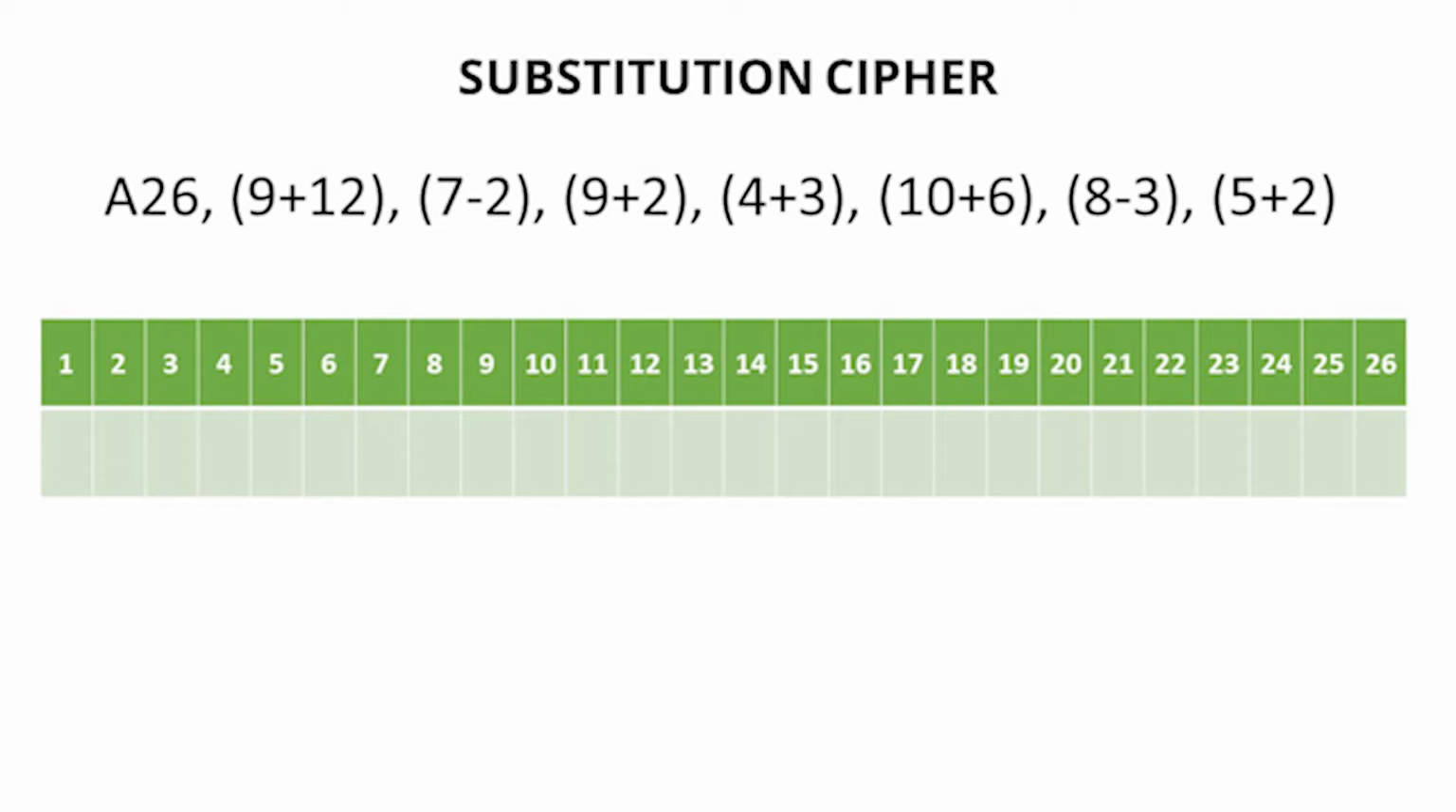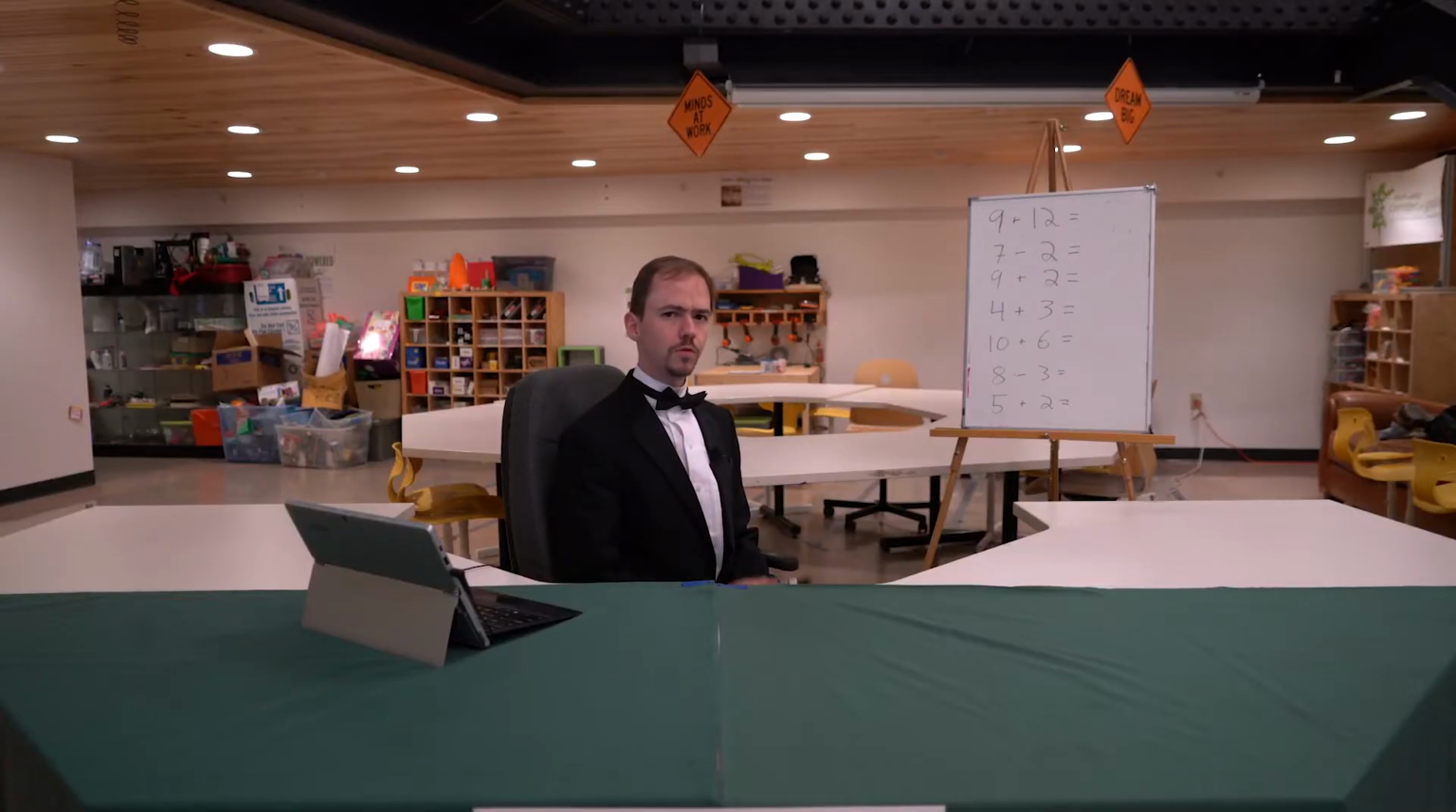Now, we need to match our letters to our numbers. Our first clue tells us that A equals 26, so we'll write A beneath the number 26. If we continue writing the alphabet, B is going to go under number 1, C goes under 2, and so on. Now, we need to solve those math equations in order to figure out those numbers.